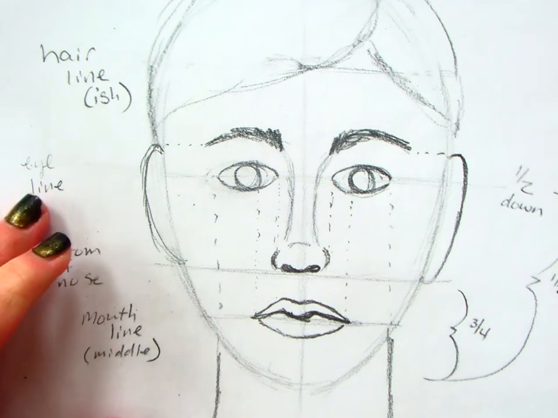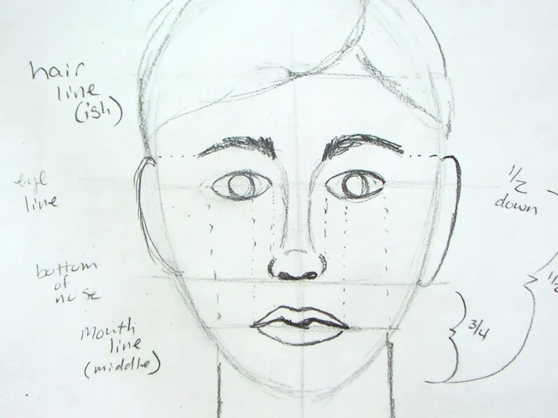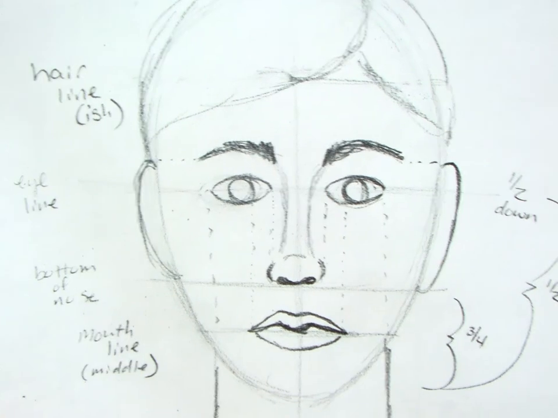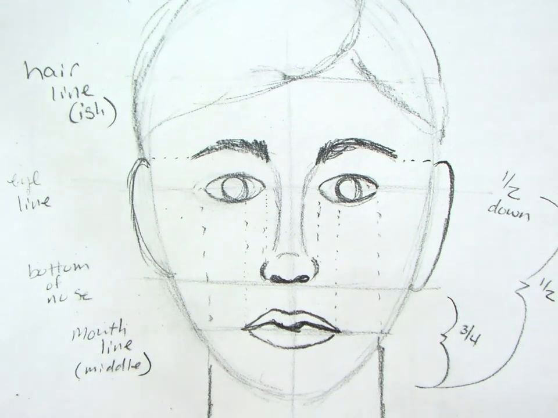Okay? So, I'm sorry, that was a rushed and fast lesson. I was running out of time. But that's the basic layout of a face proportionally, and what is aligned with what. So after that, you are done for today.